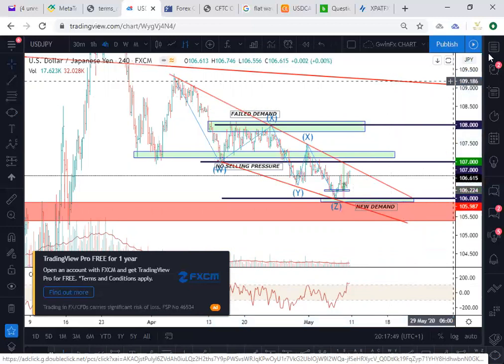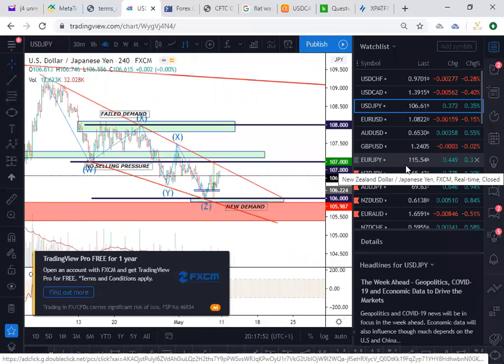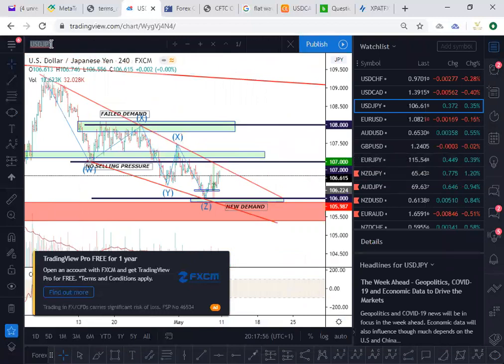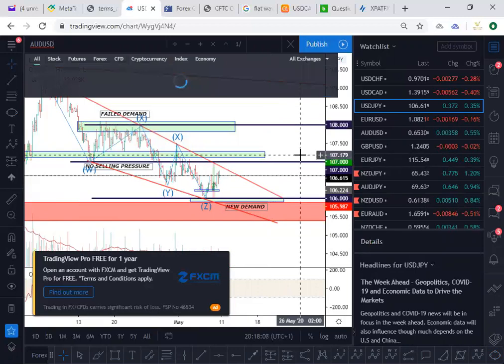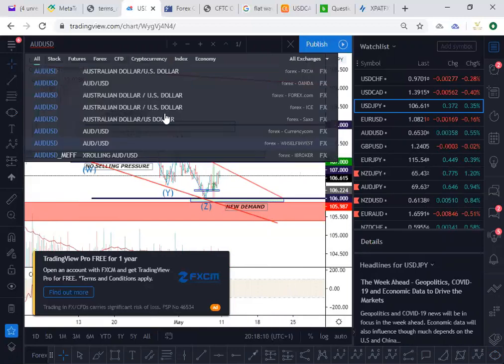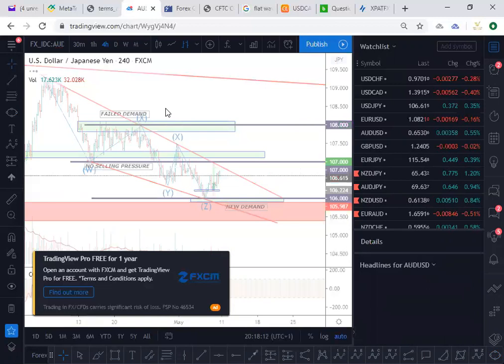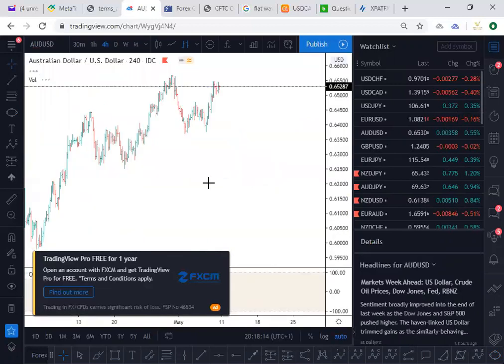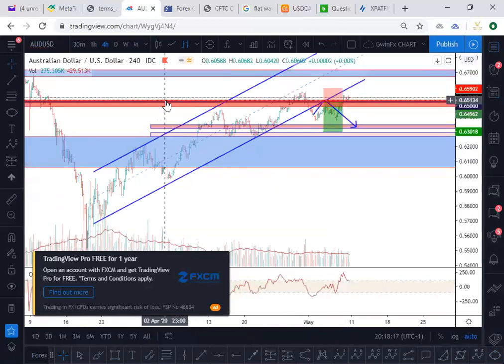All right, so let's go next to another pair which we have. I spoke about this pair, and I like to use the if statement, because nothing is certain when it comes to trading. I like to use the if statement that if this is actually happening, then Aussie USD will go into extinction. But overall, what do we want to see?